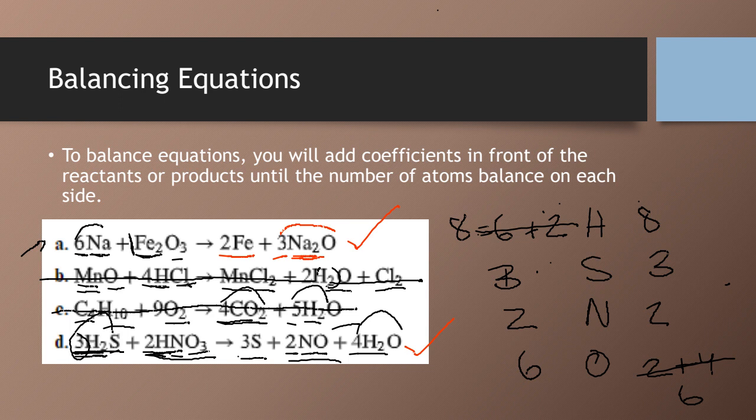Be careful with those coefficients. It's easy to miss one. And so check what you're doing. Make sure that you're counting everything correctly. The goal is just to count the number of atoms and make sure that they're the same number on both sides. If they're not, you can add a coefficient to change it.